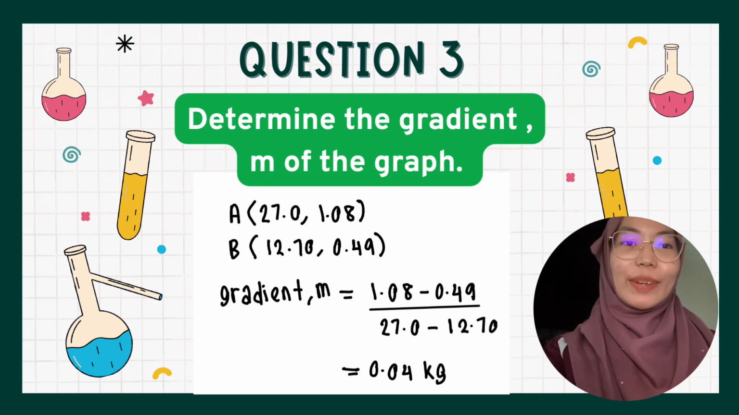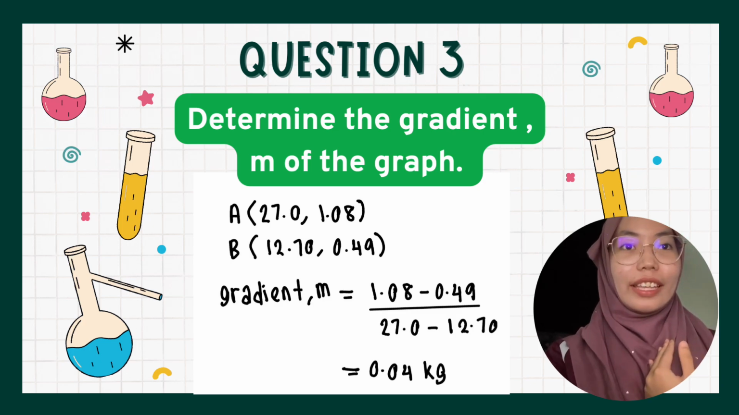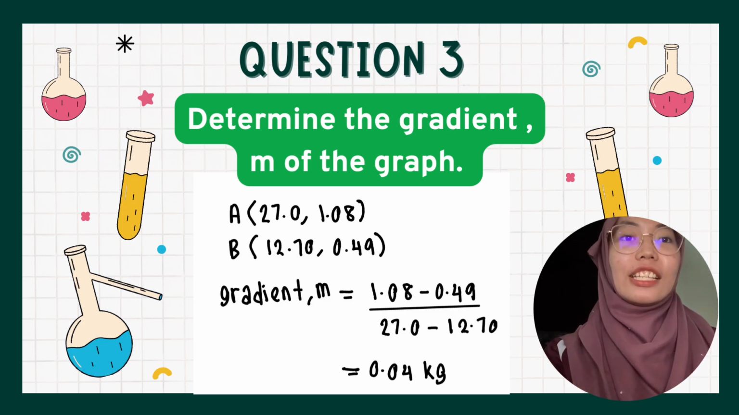Question 3. Determine the gradient m of the graph. My group got a gradient m in my graph of 0.04 kg.